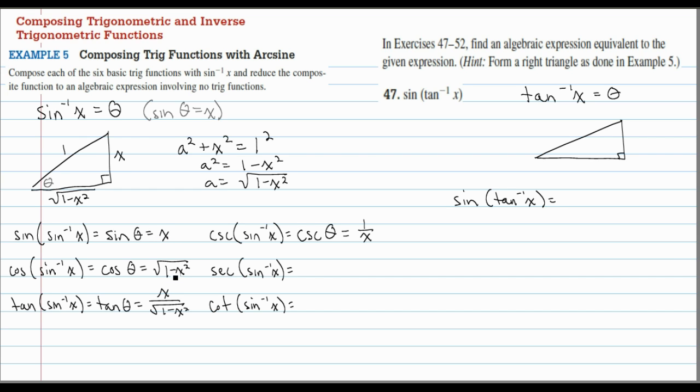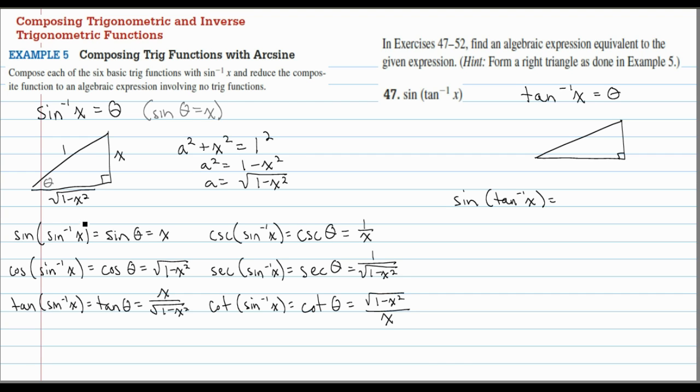Secant will be the reciprocal of cosine, so the secant of theta will be 1 over the square root of 1 minus x squared. And then cotangent will be adjacent over opposite, or the reciprocal of tangent, so cotangent theta equals the square root of 1 minus x squared over x.